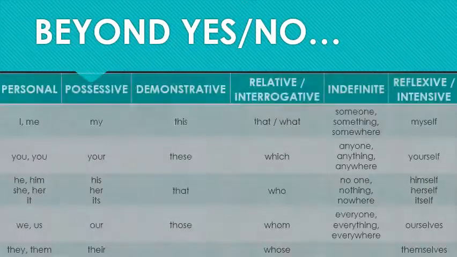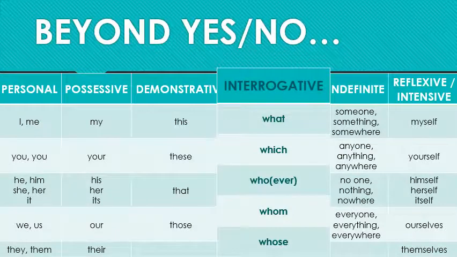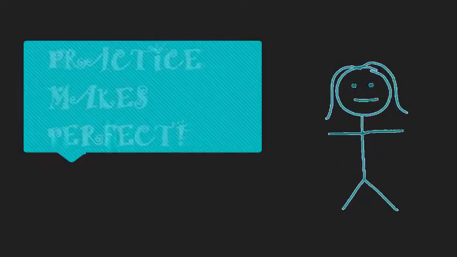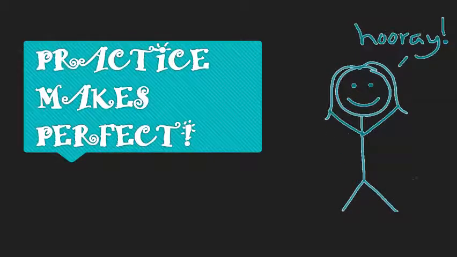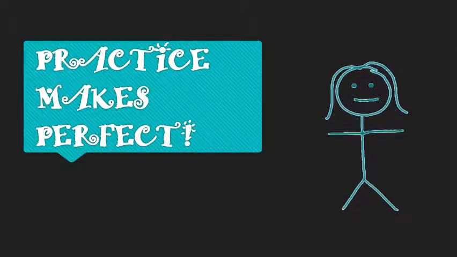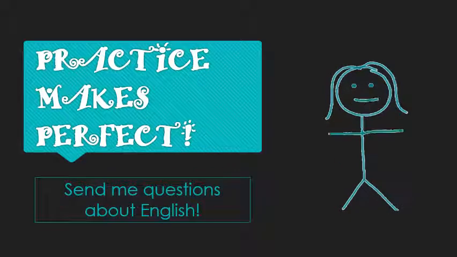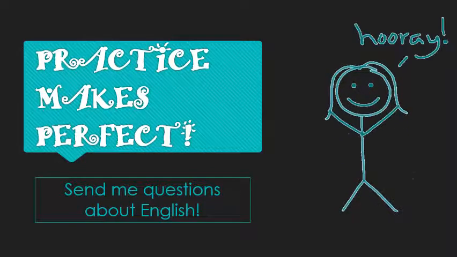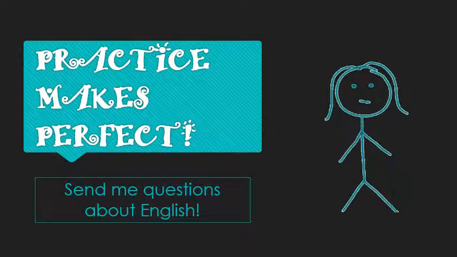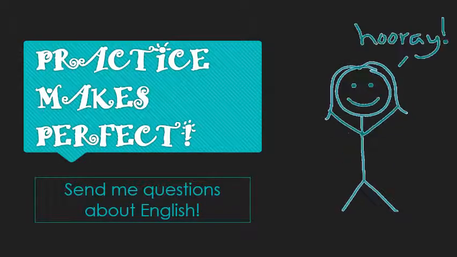But what if you want an answer that's not yes or no? Well, in that case, you're going to need question words, including our interrogative pronouns, which will be the subject for next week's video. In the meanwhile, practice makes perfect. Here's a basic assignment for you. Send me a question about English. Any question you want. English grammar, English vocabulary. The important thing is that you're practicing writing questions.